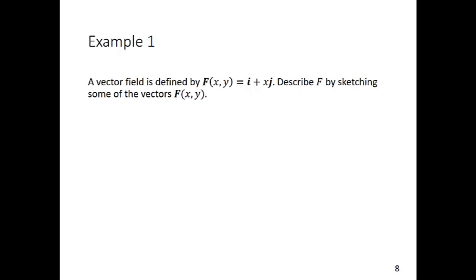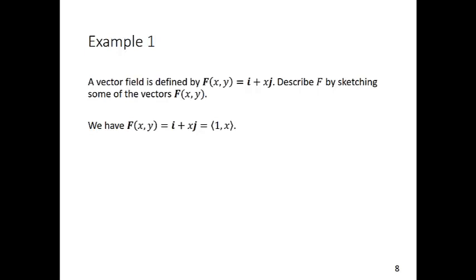Suppose a vector field is defined by F of x, y equals i plus xj. Let's describe F by sketching some of the vectors. For me, the first thing to do is to switch notations. I don't know why, but I prefer the angled bracket notation to the ij notation. You do not have to do this. This is just my personal preference. So I'm going to rewrite my vector field i plus xj in angled brackets as ⟨1, x⟩.